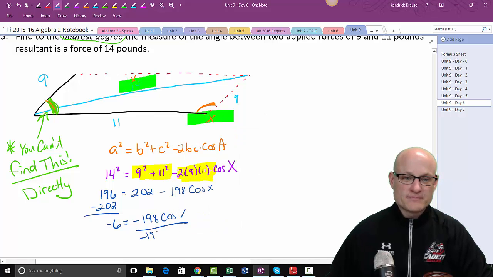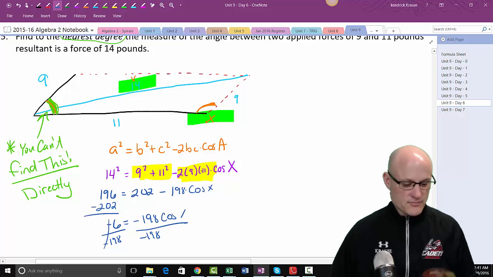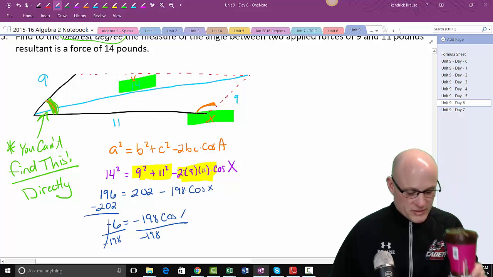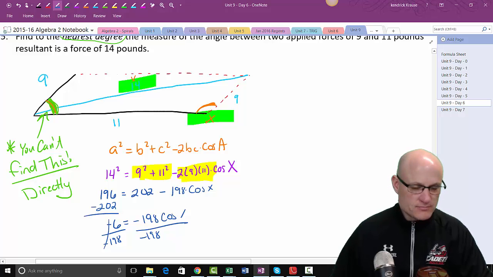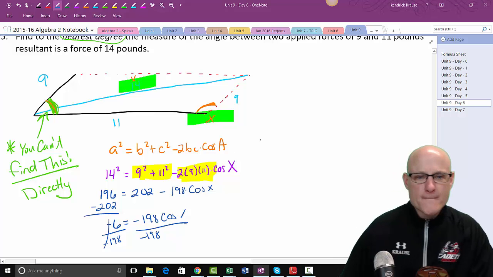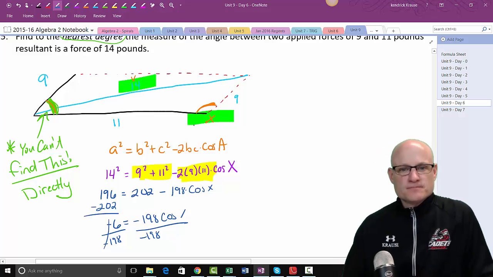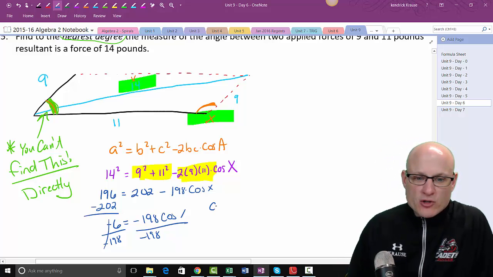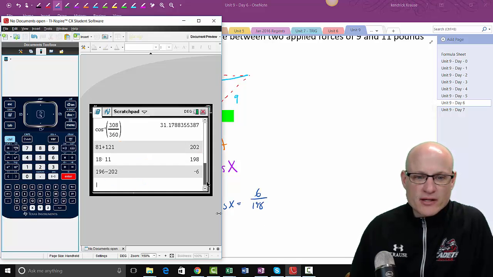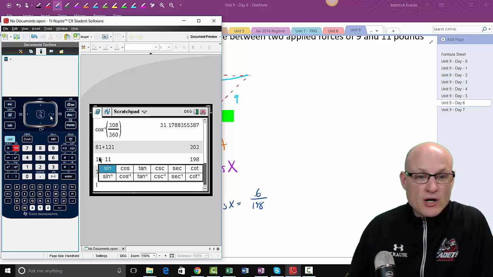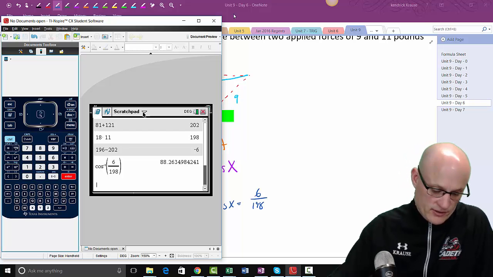Divide by negative 198. Now you'll notice those are positive. Something's not right here. Let's see how it turns out. So cosine of x is equal to 6 over 198. That just doesn't seem like it's going to work out right. We're going to do inverse cosine of 6 divided by 198. I hope this turns out to be a normal angle. Oh, 88 degrees.